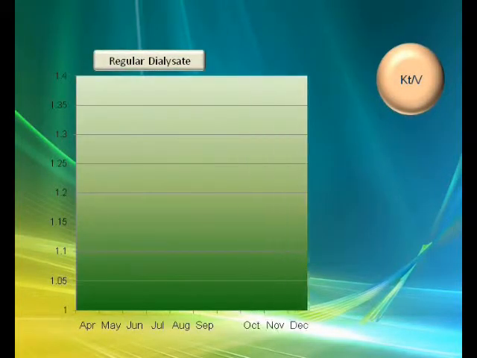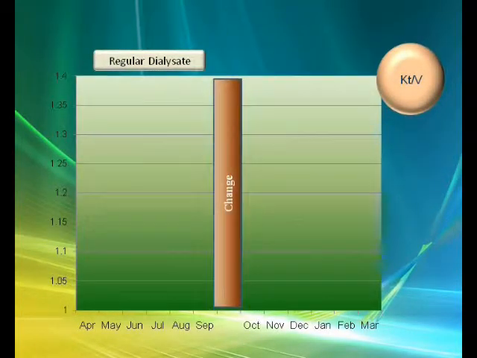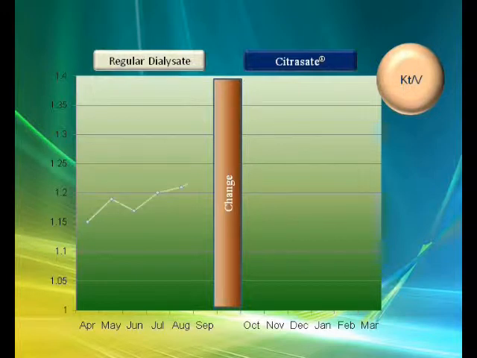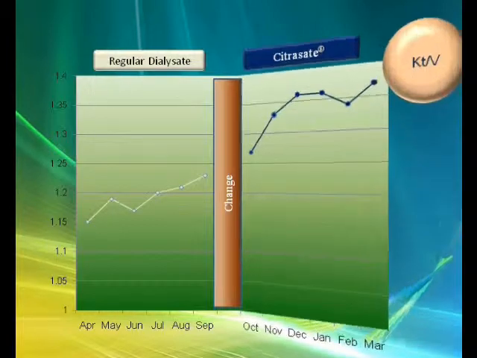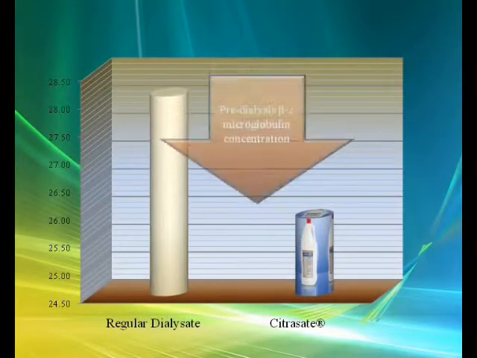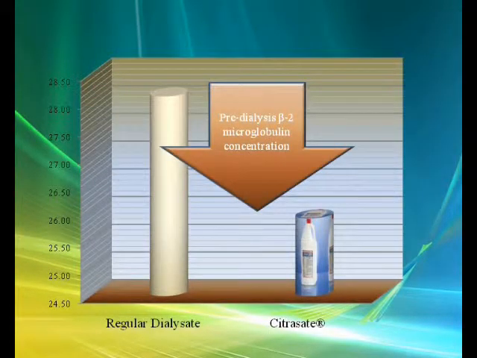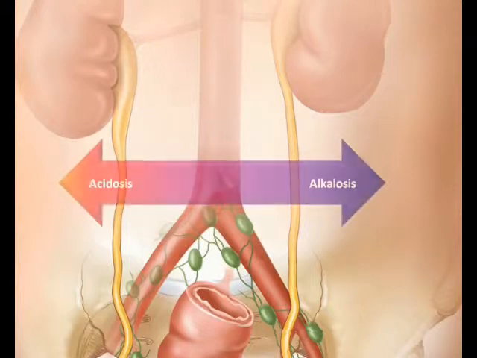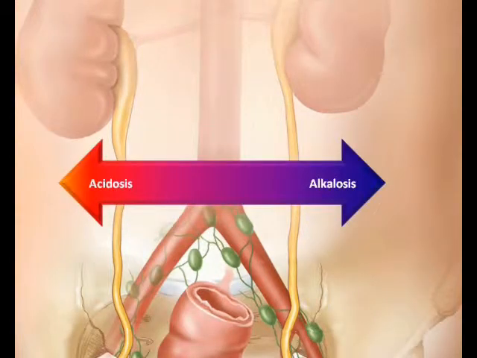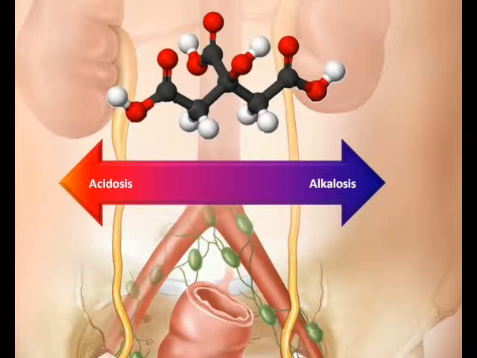The Kt/V was compared on regular dialysate for 6 months, followed by the use of Citrasate for the next 6 months. The study showed that the Kt/V remained unchanged during the 6 months on regular dialysate, while the switch to Citrasate was associated with an increase in Kt/V apparent in the first 3 months, as well as a decline in pre-dialysis beta-2 microglobulin concentration. The systemic acid-base changes trigger striking changes in the citrate clearance and metabolism.